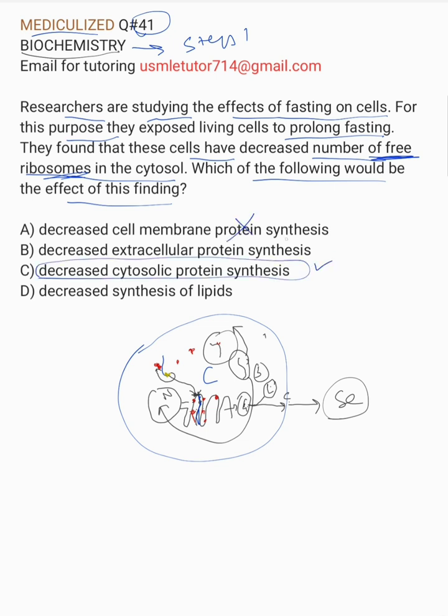Now the wrong answers: A and B, because extracellular proteins are synthesized by membrane-bound ribosomes. Cell membrane proteins are also synthesized by the membrane-bound ribosomes. Lipids are not synthesized by ribosomes. Ribosomes synthesize only proteins. For lipids, remember the smooth endoplasmic reticulum.